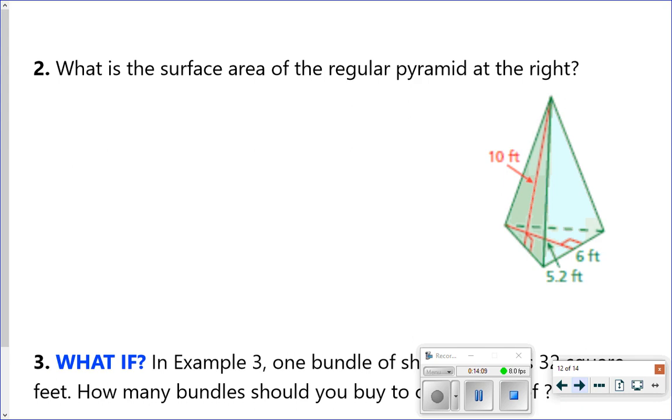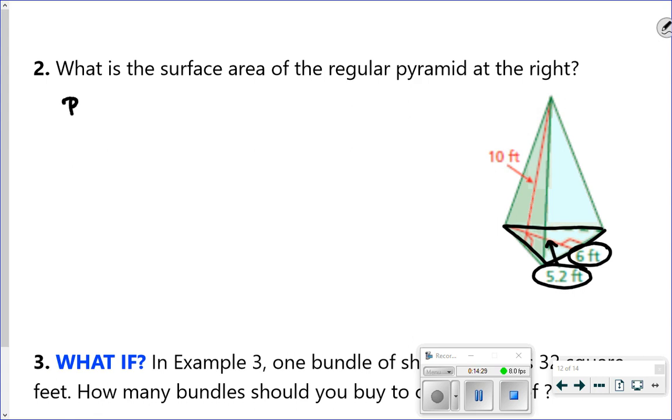Okay, let's go ahead and check to see if you solved that one correctly. So we're going to start with the base. I always like to start with the base. When I'm looking at the base, these are the numbers that I see. 6 feet on the bottom, and then I see that 5 and 2/10 feet. That's pointing to the height of my base. Those are the 2 numbers I need for my formula.